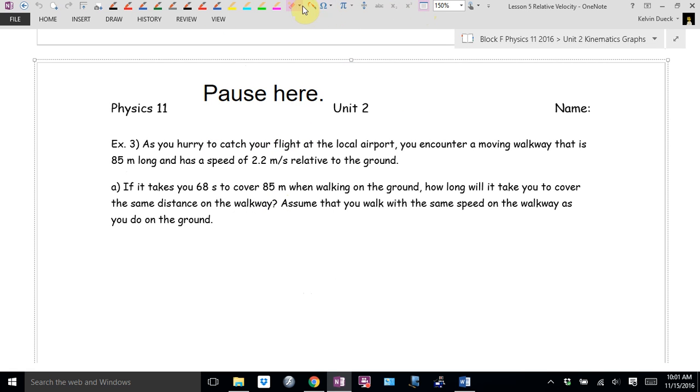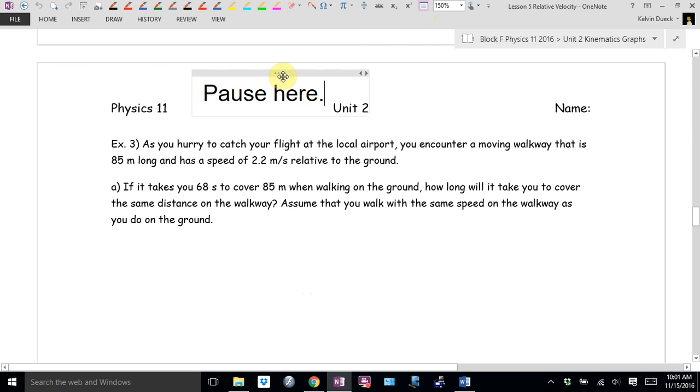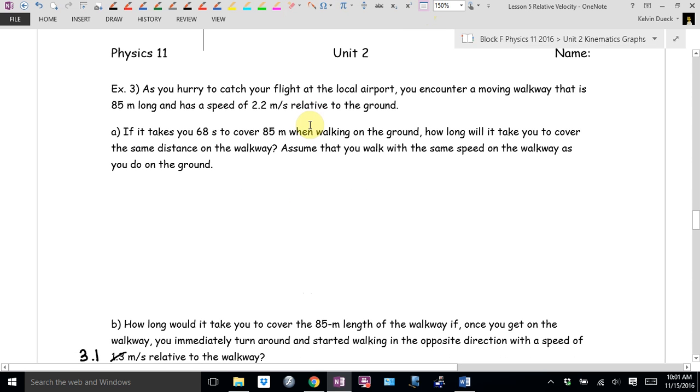A great example of relative speed are airport moving walkways. So, as you hurry to catch your flight at the local airport, you encounter a moving walkway that's 85 meters long and has a speed of 2.2 meters per second relative to the ground. Suppose it takes you 68 seconds to cover 85 meters when you're walking on the ground. How long will it take you to cover that same distance on the walkway?